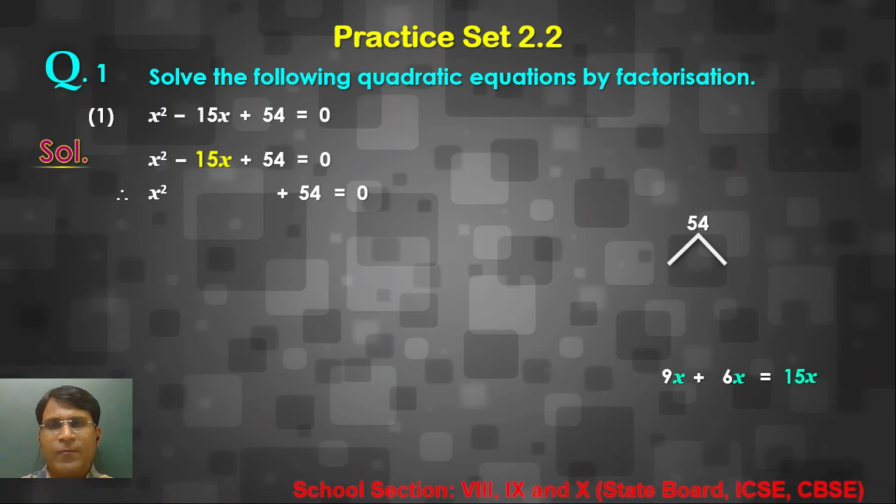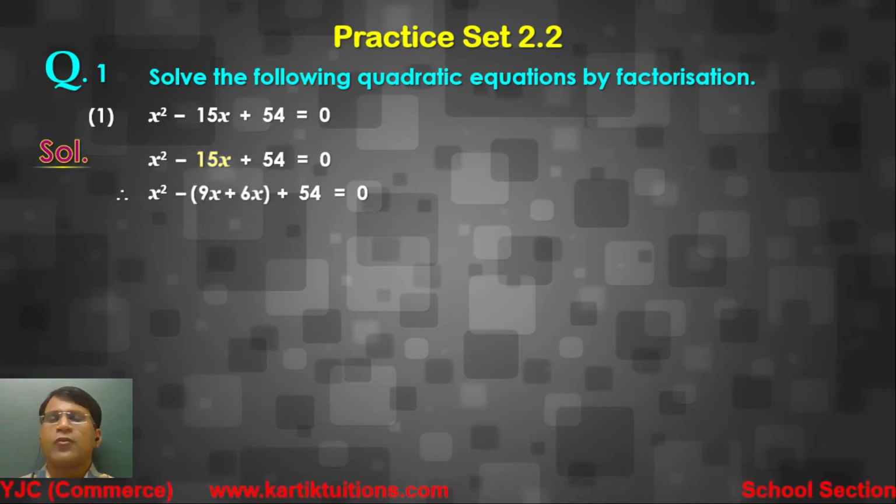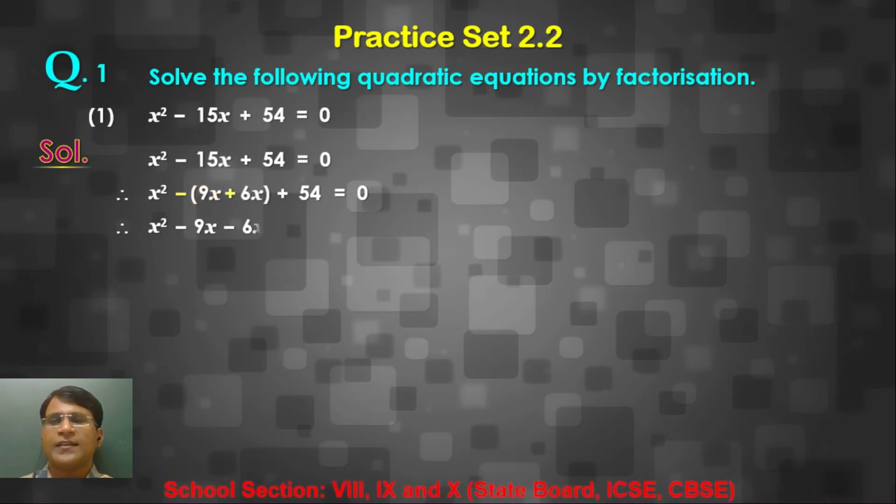Now in the next step, instead of 15x, I am going to write 9x plus 6x. But remember, we will write it in a bracket. And outside the bracket, you will have the minus sign. So let us open the bracket. Here, minus into plus 9x will give us minus 9x. Minus into plus 6x will give us minus 6x plus 54 is equals to 0.